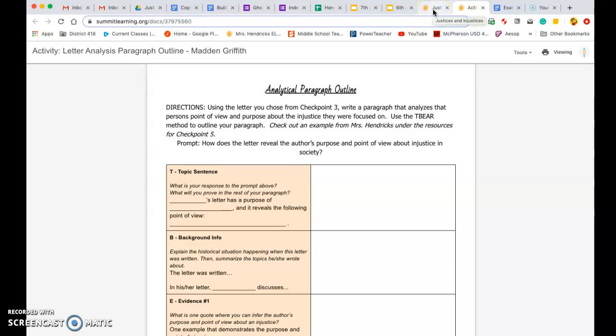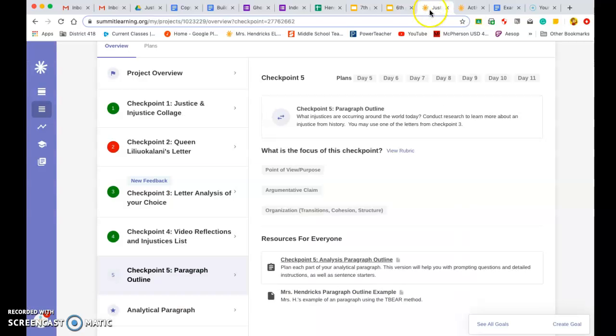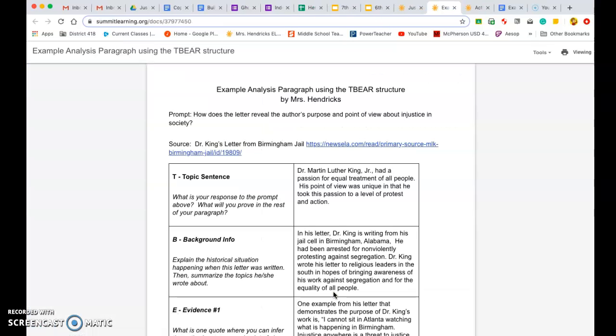All right, so if we go back to checkpoint 5 and look at under your resources, we'll look at the paragraph that I did. I don't have quite as many parts to my paragraph as you guys have, but at least it gives you an idea of what you're going to be focusing on. So I used the letter that Dr. King wrote from Birmingham jail.